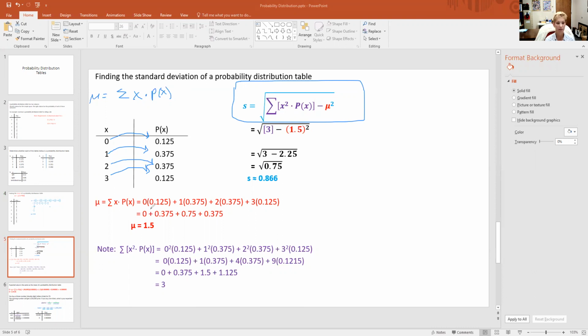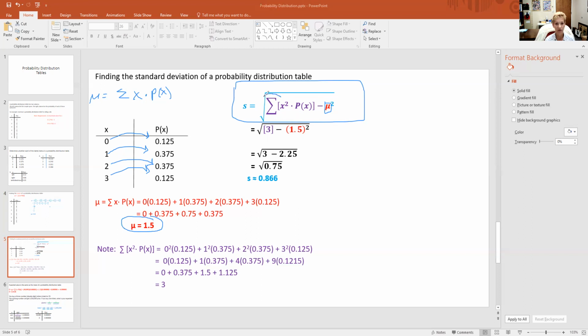Well, remember, 0 times anything is 0, and 1 times any number is that number. And 2 times 375 thousandths ends up being 75 hundredths, and 3 times 125 thousandths is 375 thousandths. So then remember, what does that funny looking E mean? It means to add, to sum. So after you do all your multiplying, then you add those answers up. So if you add those answers up, you get 1.5, 1 5/10. So that's why right here, that little symbol is going to get replaced with 1.5.